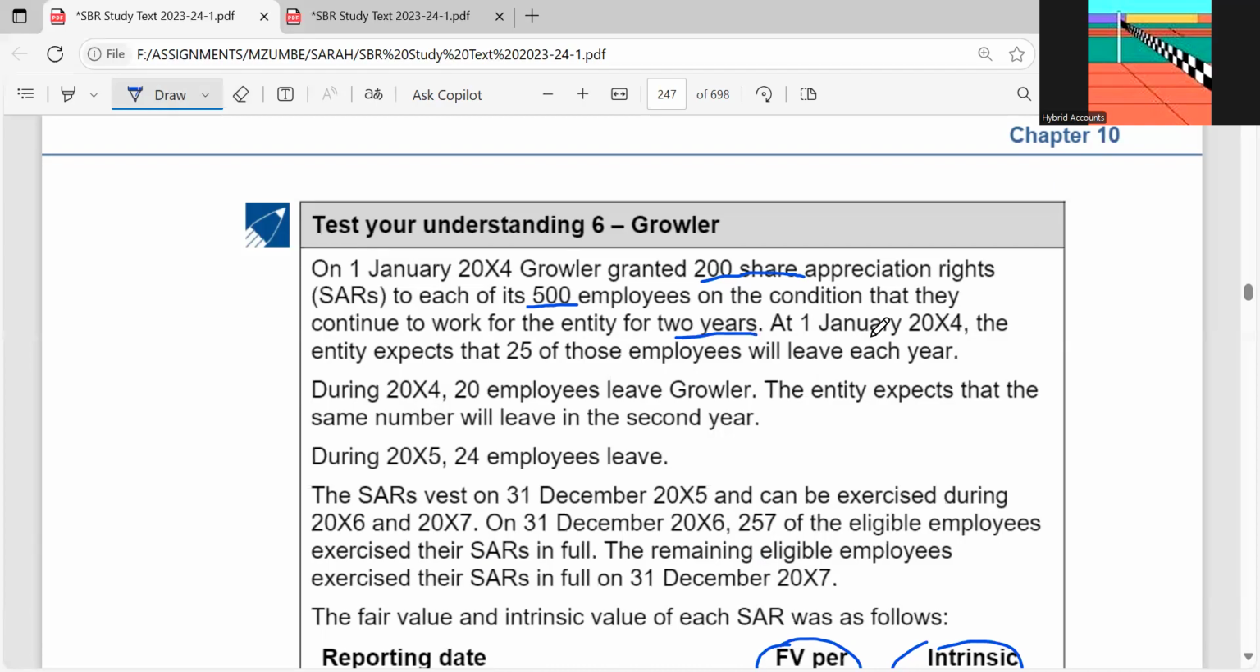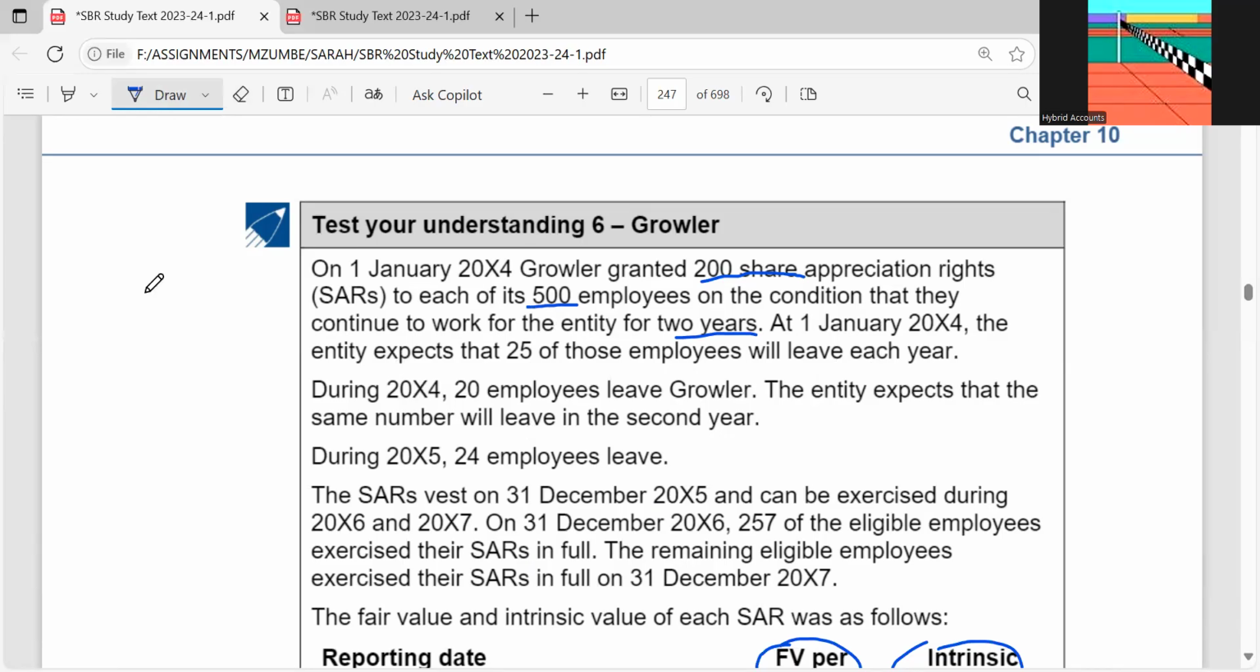At 1st January 2024, the entity expects that 25 of those employees will leave each year. So we expect that at the beginning, but it doesn't matter. I told you to get the picture of employees that will leave, you look at the end of the year. Be very careful with this. During 2024, 20 employees leave, which is the first year. The entity expects that the same number will leave in the second year, all right?